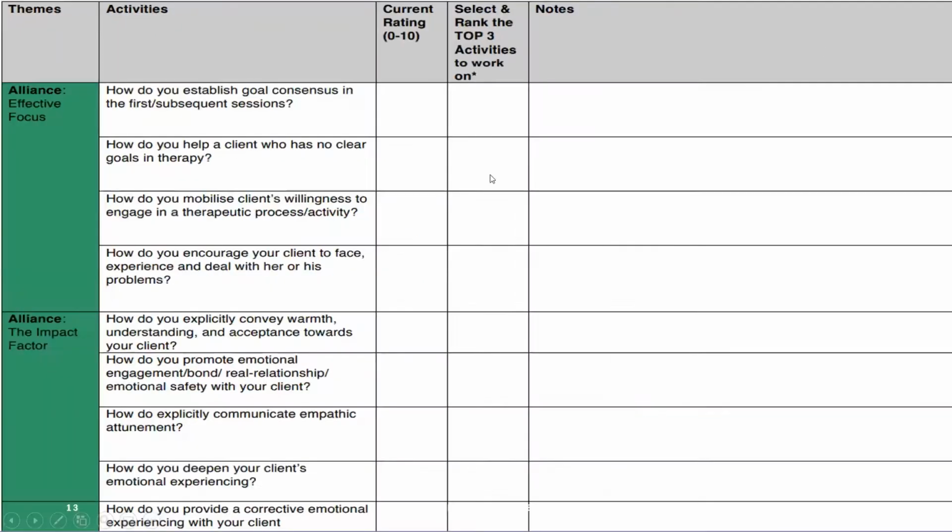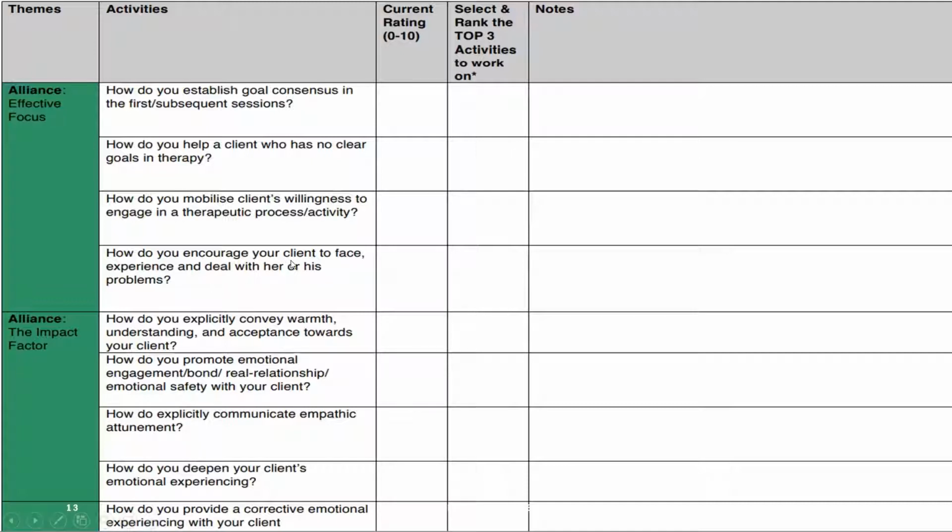Next is the alliance, which is very key again. How do we establish goal consensus in the first or subsequent sessions? How do we help a client who has no clear goals in therapy? How do we mobilize clients' willingness to engage in a therapeutic process or activity? And again, as we're going through these questions, maybe jot down a question or two that stands out to you as something that you might want to explore for yourself.